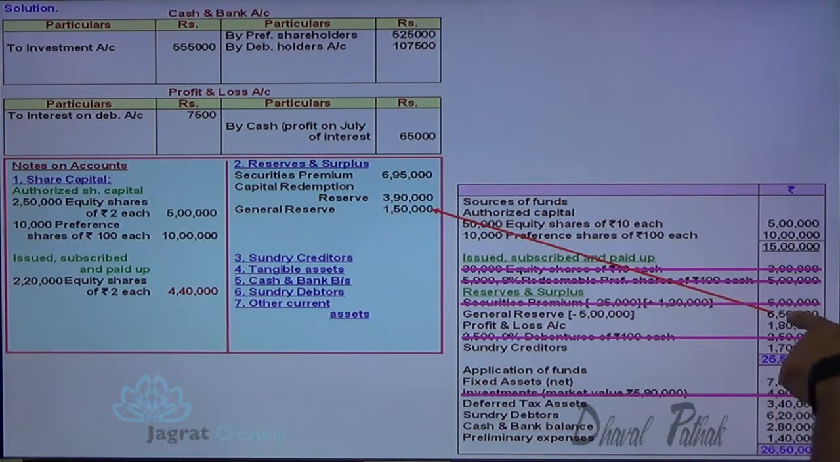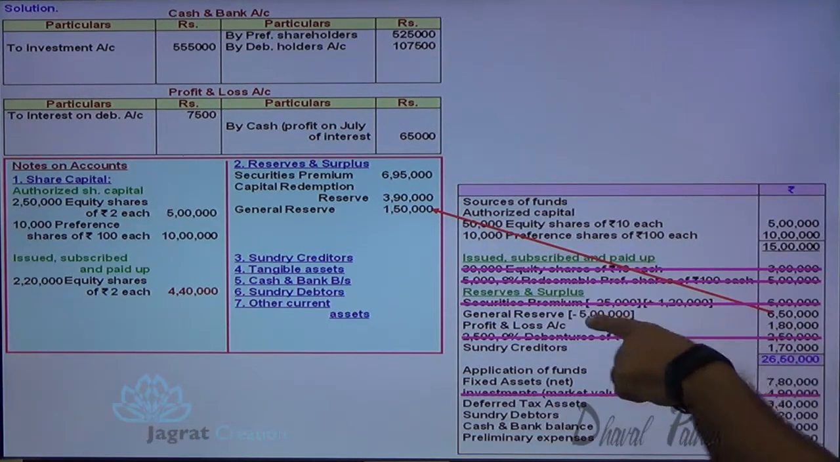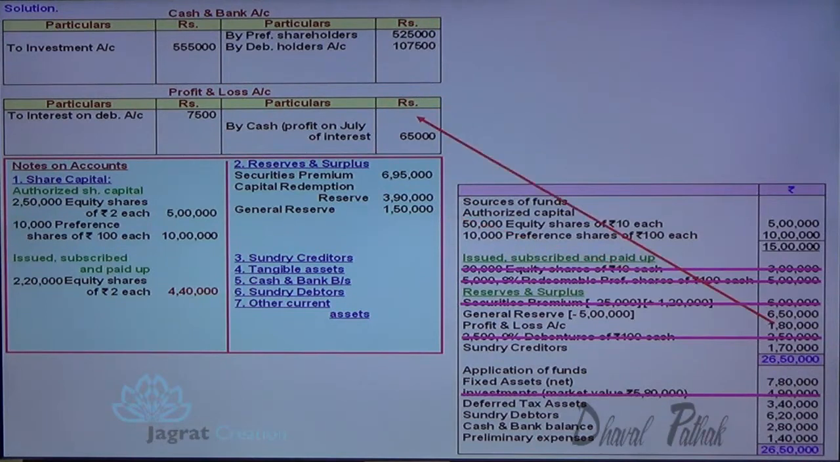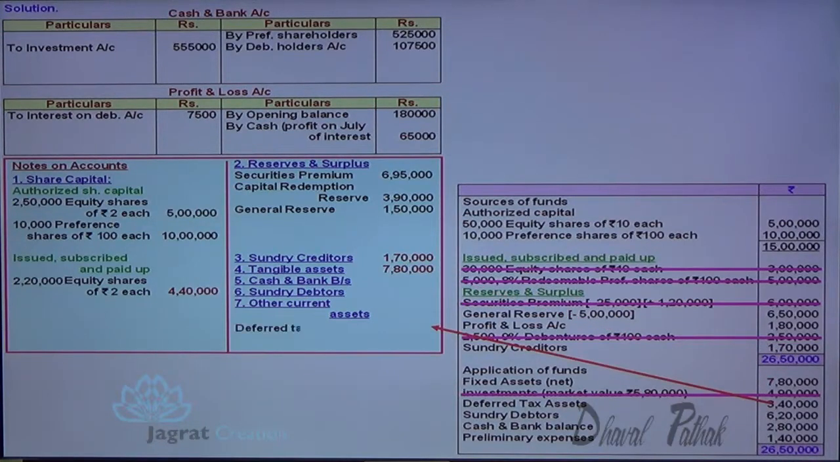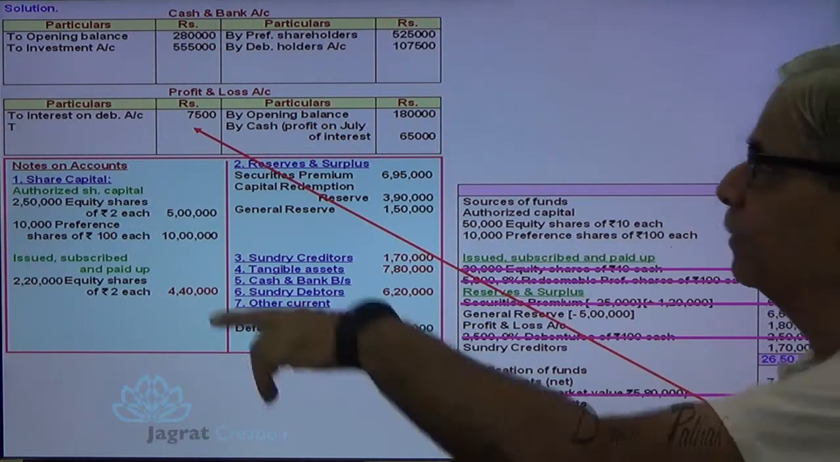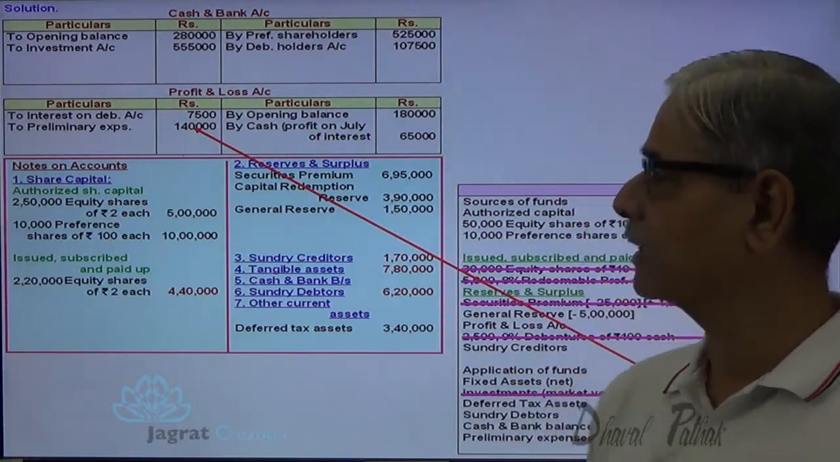General reserve 6,50,000 minus 5 lakhs, 1,50,000. Opening balance of profit and loss account, creditors, tangible fixed assets, deferred tax asset, debtors, opening cash and bank balance. Preliminary expenses is to be written off against profit and loss account. That's an important point.